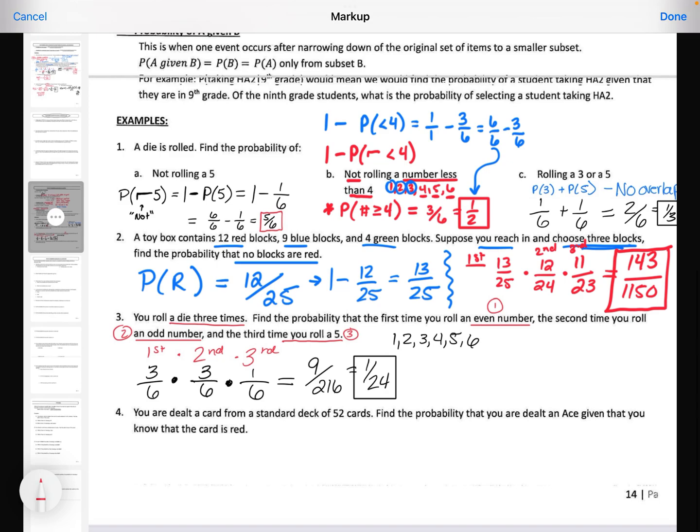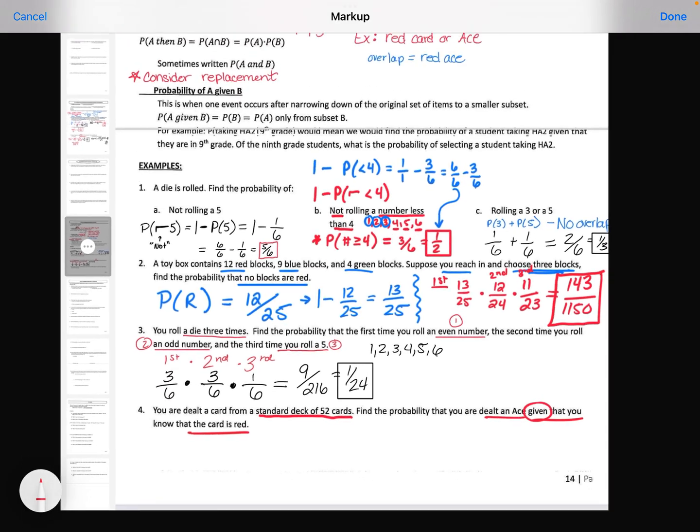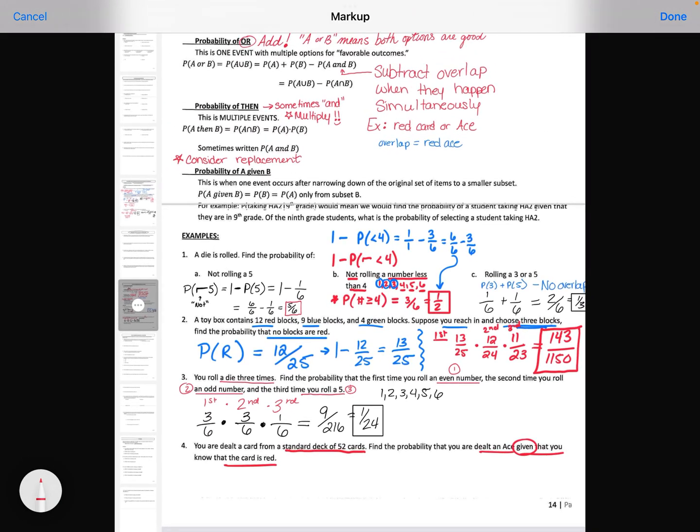Okay, moving on to number 4. You are dealt a card from a standard deck of 52 cards. I did post a picture of a standard deck of 52 cards on our Schoology page in the probability folder. You'll see a picture there. Find the probability that you're dealt an ace given that you know the card is red. Okay, so this is a given statement. So let's go up to the directions to talk about the given statements.